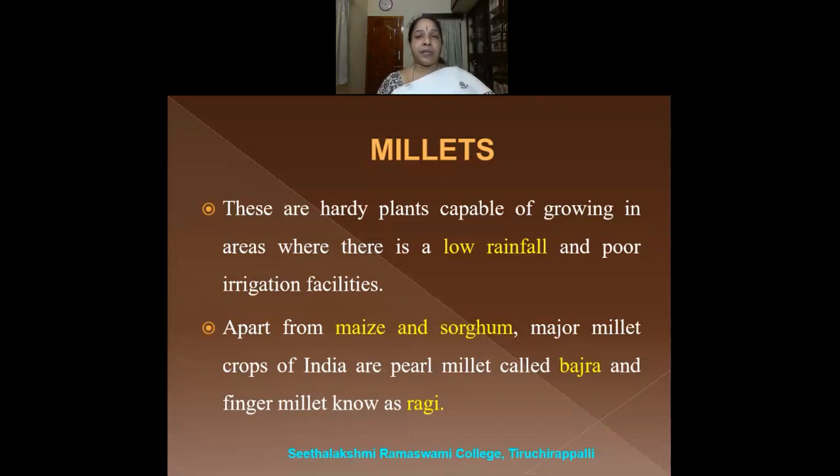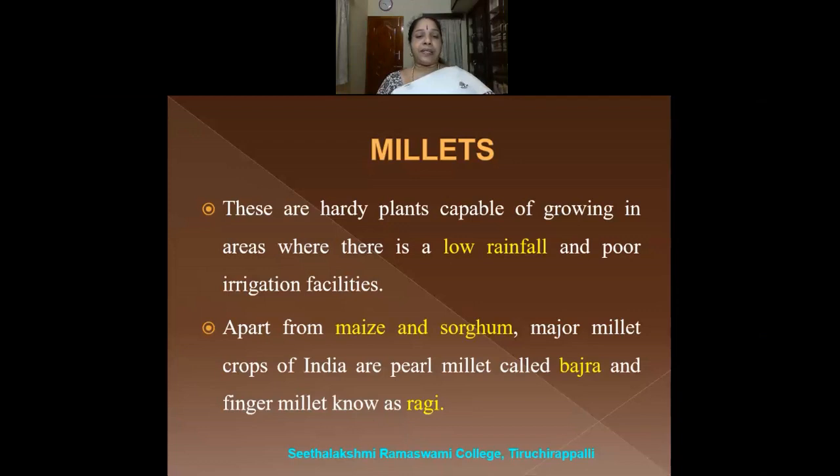Manavari payir, rain-fed crop, that is, it grows when it rains. They are called as millets, and they require only a small amount of water, so they can grow in areas even where there is very little rainfall. And even if you don't have irrigation facilities, the millets will be capable of growing.